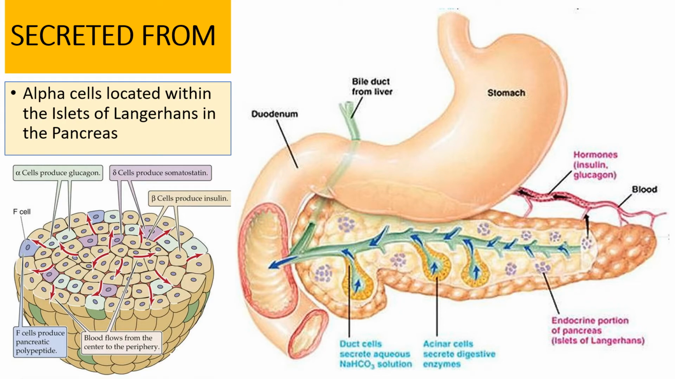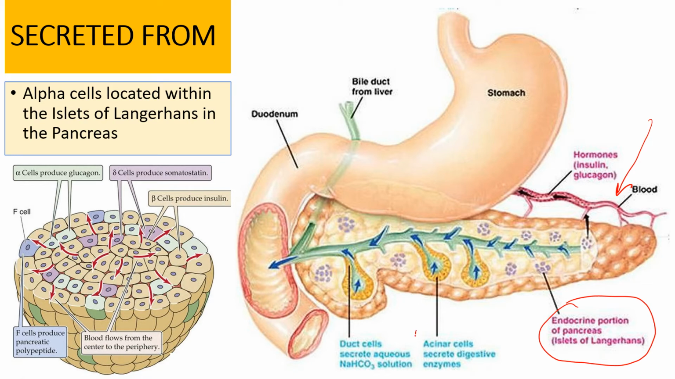So where is it secreted from? Well, you have a picture here of the pancreas. That's not the blood vessel, but the pancreas. Below that, the specific place within the pancreas is going to be the islets of Langerhans cells.